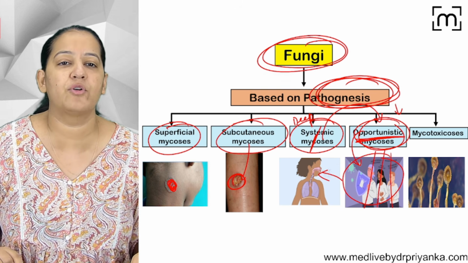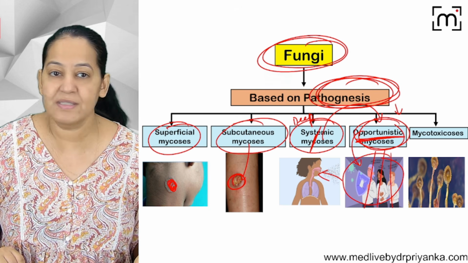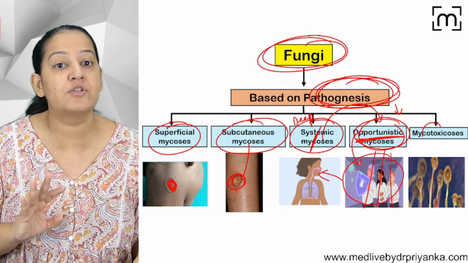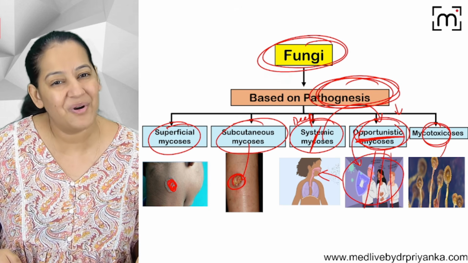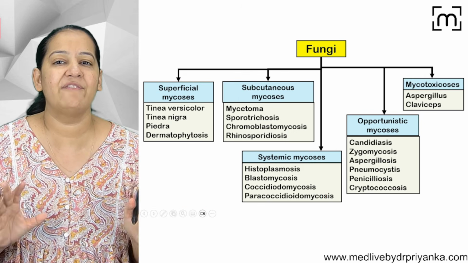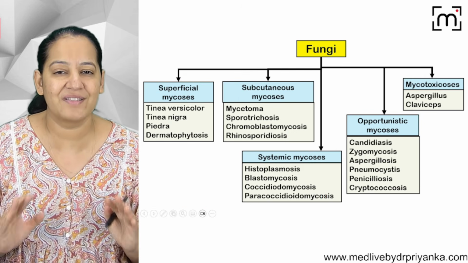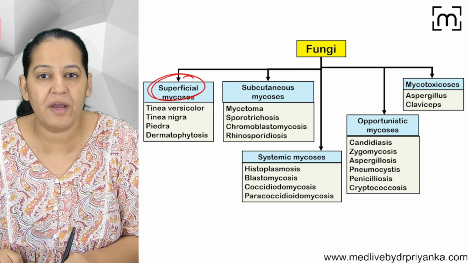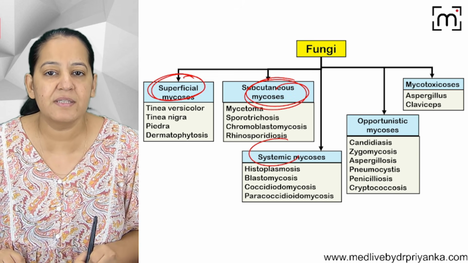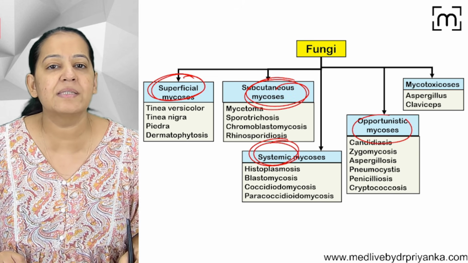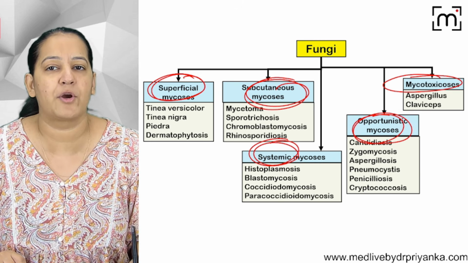The 5th one is mycotoxicosis, in which the fungus does not cause the disease. The toxin secreted by the fungus causes disease in humans. So you can see the 5 types of disorders caused by the fungus in the human body: superficial mycosis, subcutaneous mycosis, systemic or deep mycosis, opportunistic mycosis, mycotoxicosis.